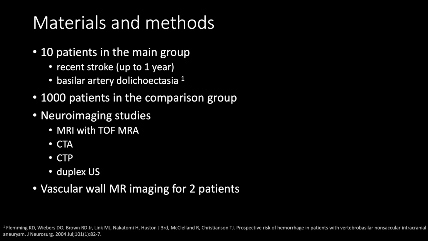Brain MRI with time-of-flight MR angiography, CT angiography of the cerebral arteries, brain CT perfusion, and duplex ultrasound were performed for each patient. 2 patients with basilar artery dolichoectasia underwent contrast-enhanced MRI of the vascular wall.